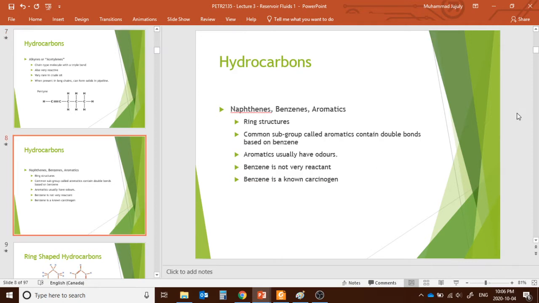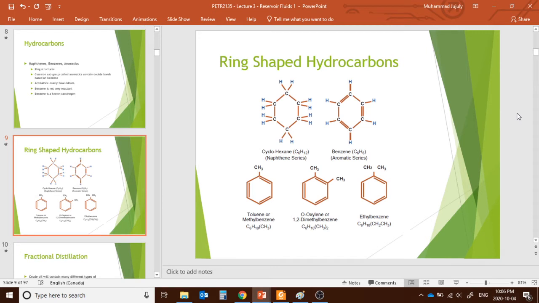Now the other types we have are the naphthenes, benzenes, and different types of aromatics. Benzenes are not very reactive, but benzene is a known carcinogen. This is the structure of benzene and its derivatives like toluene, xylene, ethylbenzene, and many others.